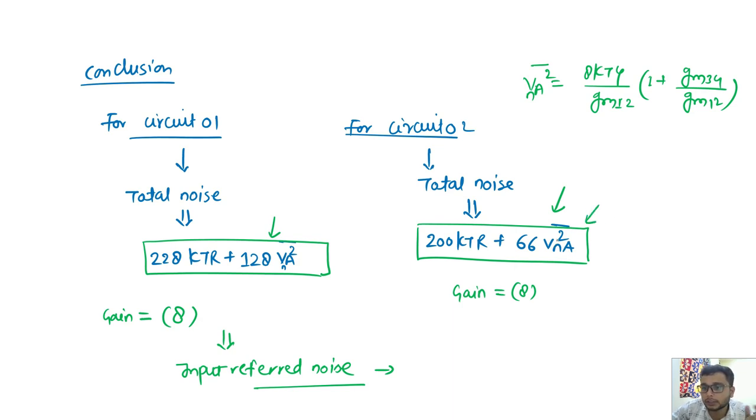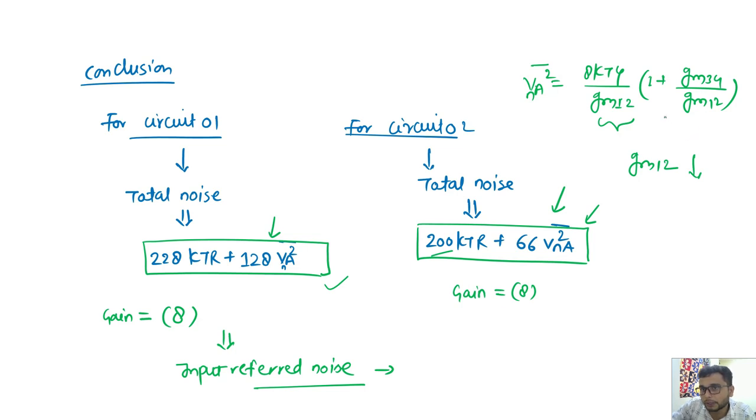If this noise is increased, we can say that we are still better than this, because we have 200 kTR here and 228 kTR here. So if we have to optimize the second circuit's power, we can, because even if we double the noise due to the amplifier's contribution, we are still better than this circuit. Doubling of the noise simply means this gm1,2 can be nearly halved.